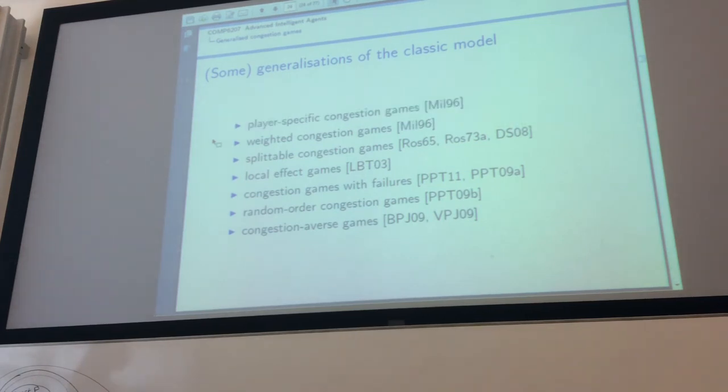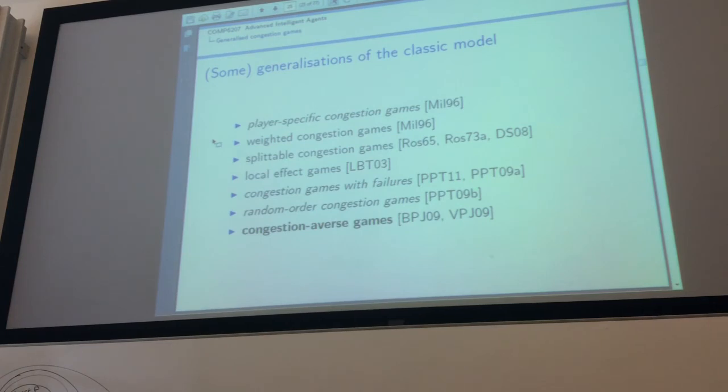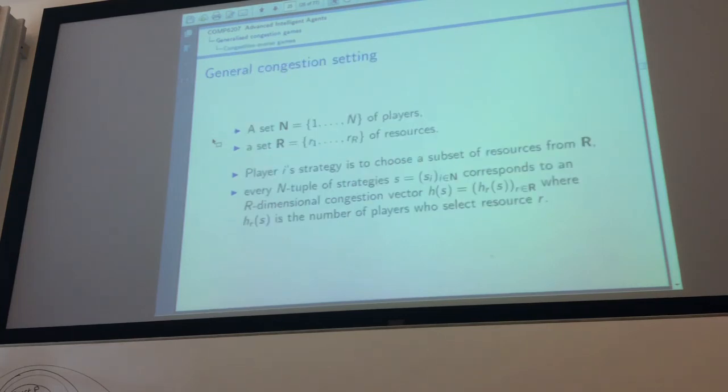Congestion games with failures account for possible failures: you submit a task to a machine, and the machine just fails and does not execute the task. Random order congestion games account for different ordering of the tasks on a given machine. And the congestion averse games, that's a general model that covers quite a few of those, and that's the one that we're going to talk about now. As before, that's a more general setting than just congestion games.